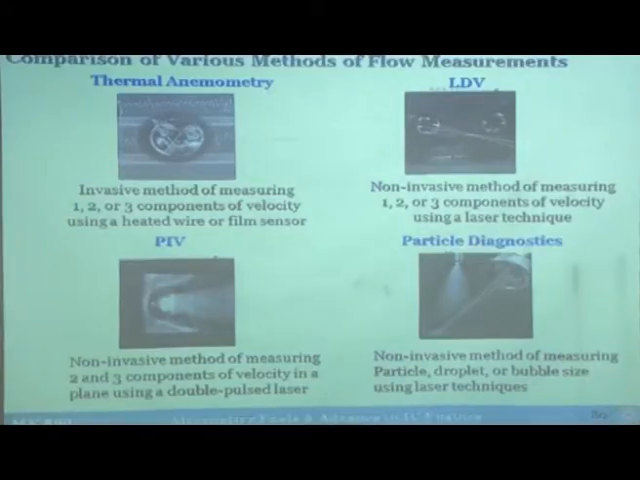This is non-invasive because just the light is going into the cross section. So, it is a non-invasive method of measuring 1, 2 or 3 components of velocity using laser technique. PIV, it is also non-invasive, I already discussed with you. Non-invasive method of measuring 2 or 3 components, 1 component is not possible, whereas 1 component is possible with LDV. So, here only 2 or 3 components in a plane using a double pulse laser, and then particle diagnostics. This is PDI, etc. So, this is also a non-invasive method of measuring particle, droplet or bubble size using laser techniques.